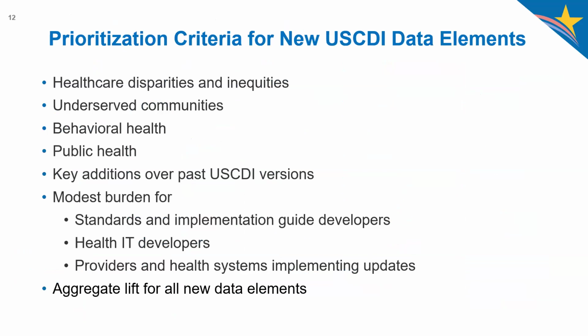Some of the priorities that we also consider, in addition to community feedback, when we're looking at new USCDI data elements, include inequities, underserved communities, behavioral health, public health, additions to USCDI that make it the complete baseline set. Also considering burden for implementation, and along with that, the aggregate lift for all data elements together.